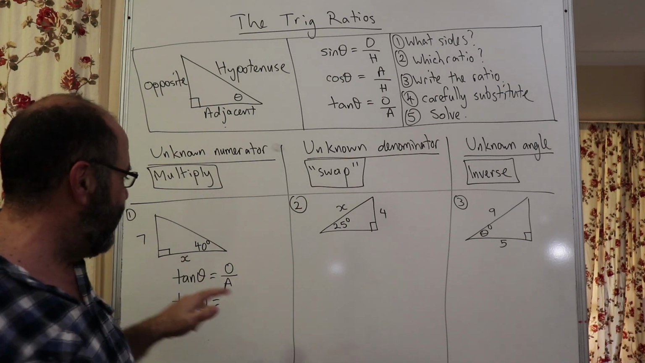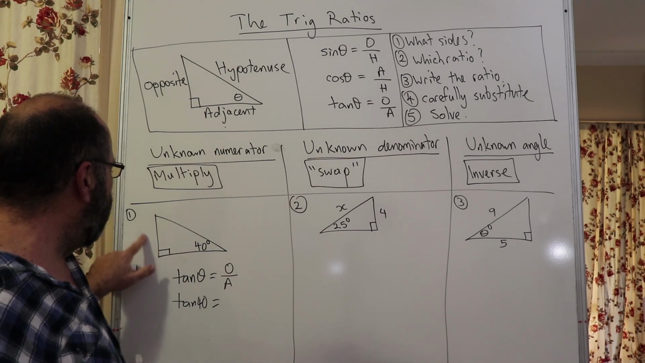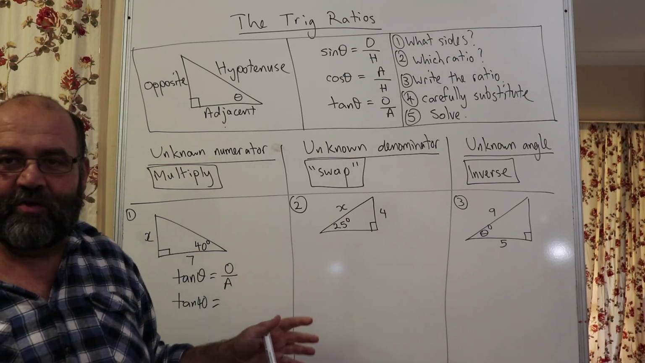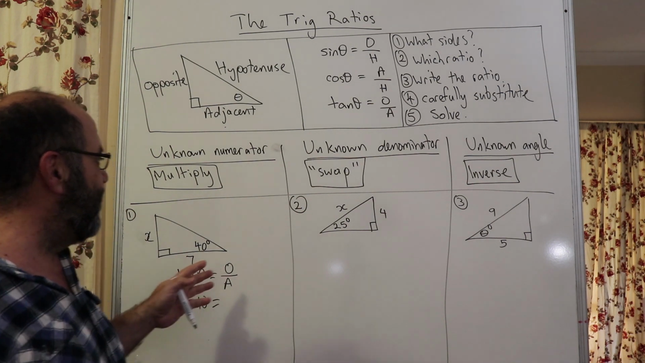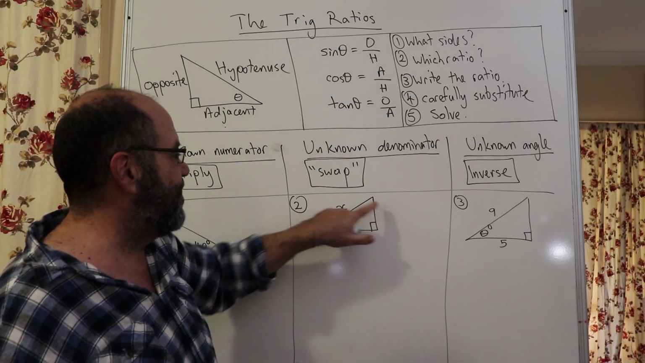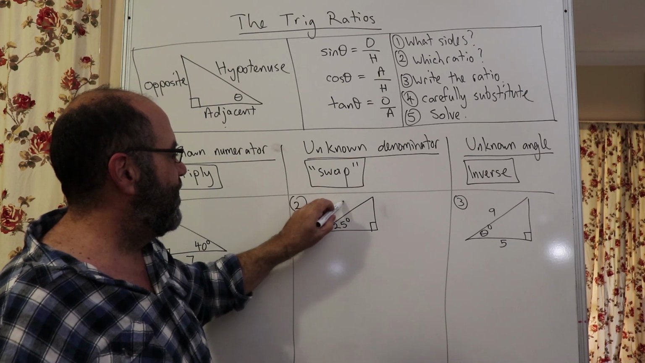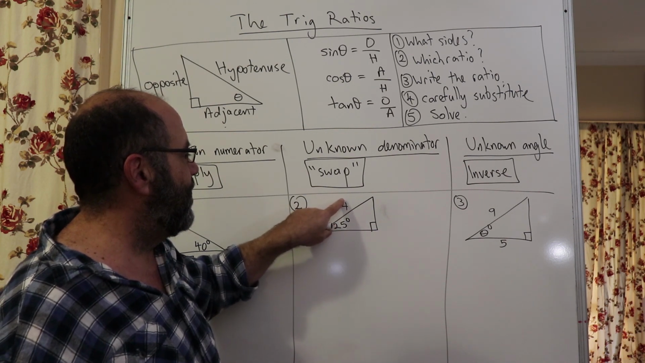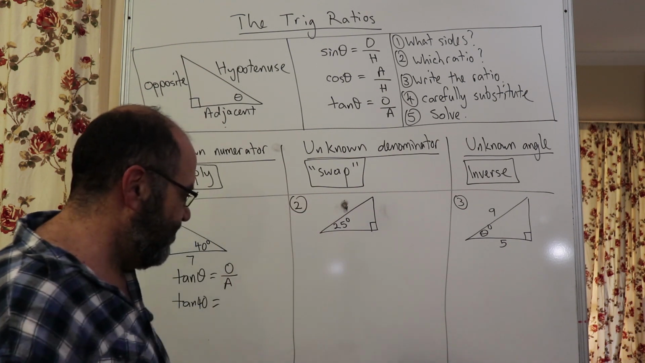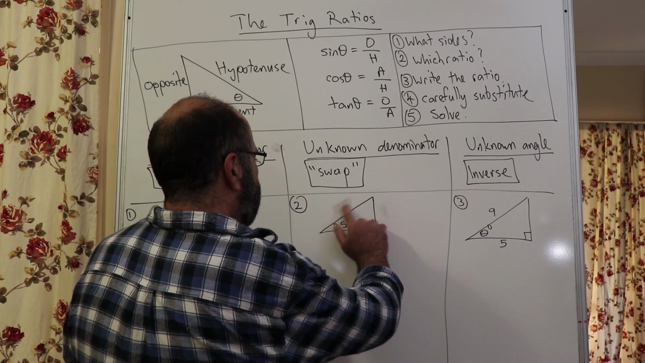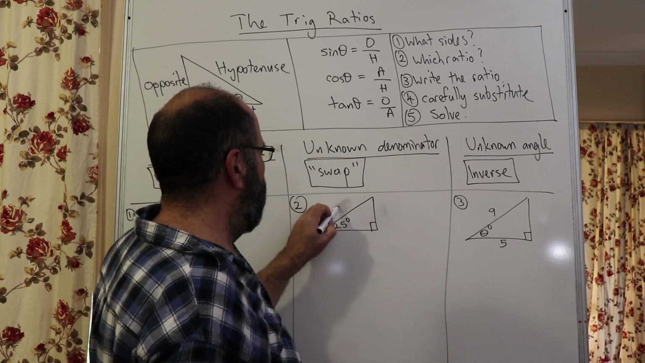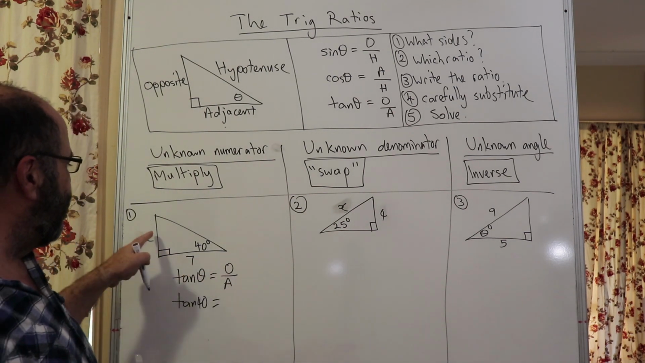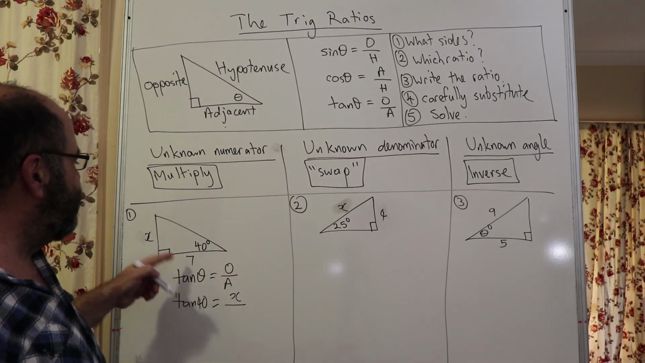I'm going to change our problem here, because we're going to end up with an unknown numerator, an unknown denominator. I want an unknown numerator. Okay. So, and I'll just change these guys around as well. Sorry, I had that right. Forgive me. Sorry about that, guys. Okay, let's come back over here. Sorry about the little hiccup there. So my opposite side is x, and my adjacent side is 7.